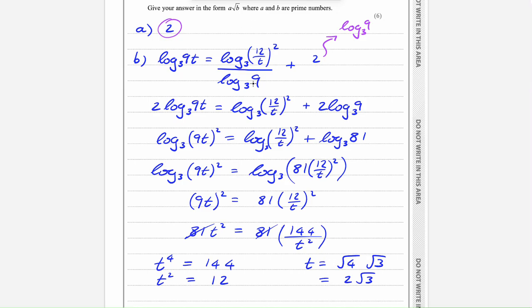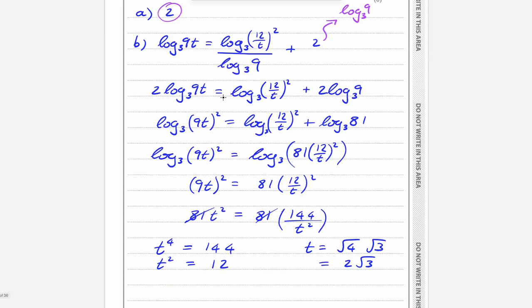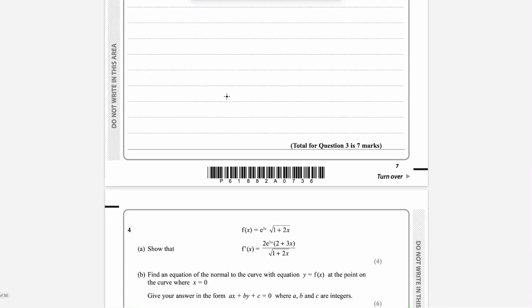The other way to do this part, guys, if you didn't turn that into log 9 base 3, is you can bring all the logs to the left and then remove them by doing 3 to the power of whatever's over here equals whatever the log is. Okay, that's question 3.